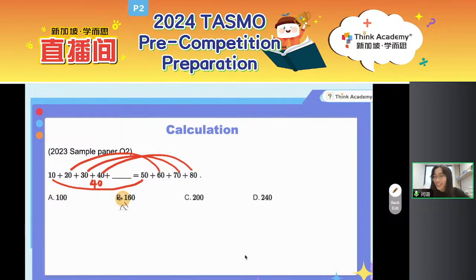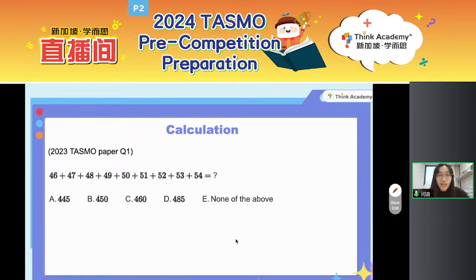Yes, 160. So you see that in the calculation part, usually we try to apply some tips and tricks instead of the original calculation rule, right? This method is very easy, right? So here we can just compare.